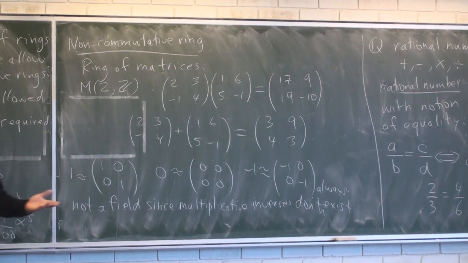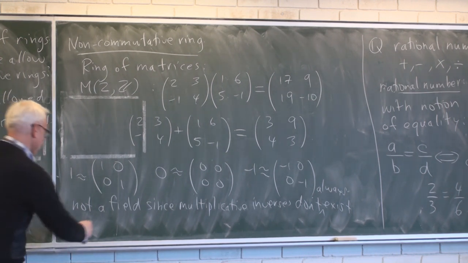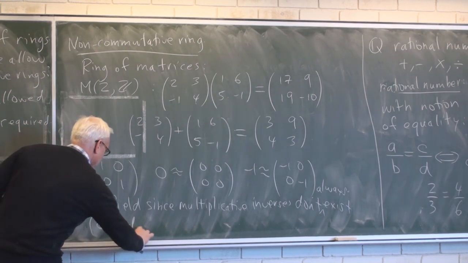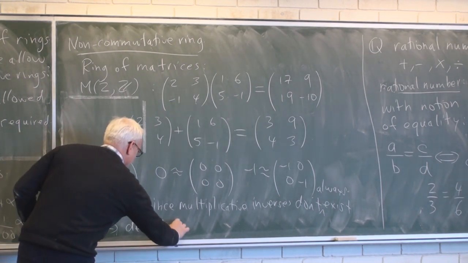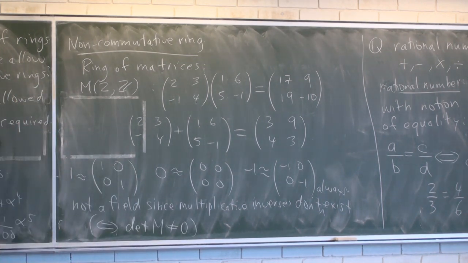And I remind you from linear algebra that a matrix has an inverse precisely when its determinant is non-zero. So precisely when the determinant of the matrix M is non-zero. That's the condition on having a multiplicative inverse. So that's an example of a non-commutative ring. Examples of commutative rings: the integers, polynomials. Non-commutative ring: the ring of matrices.